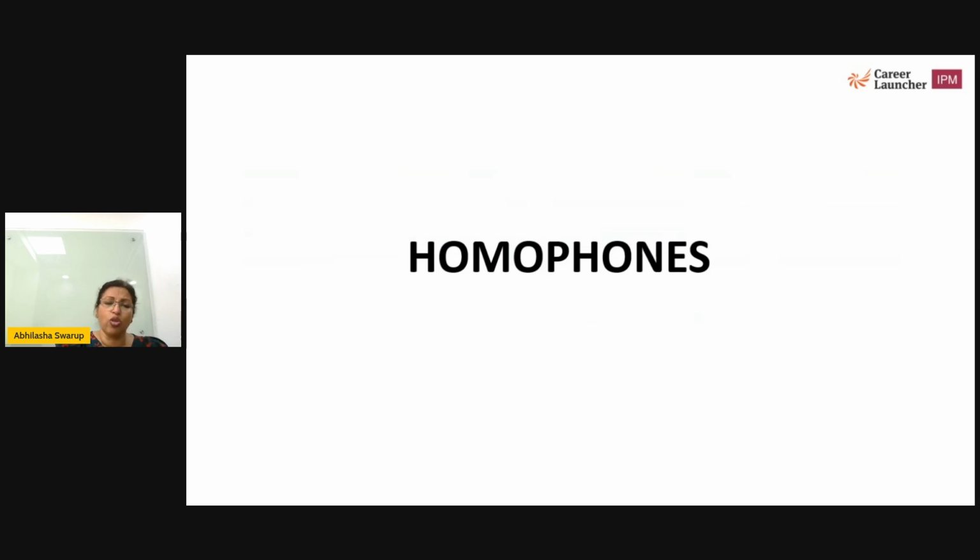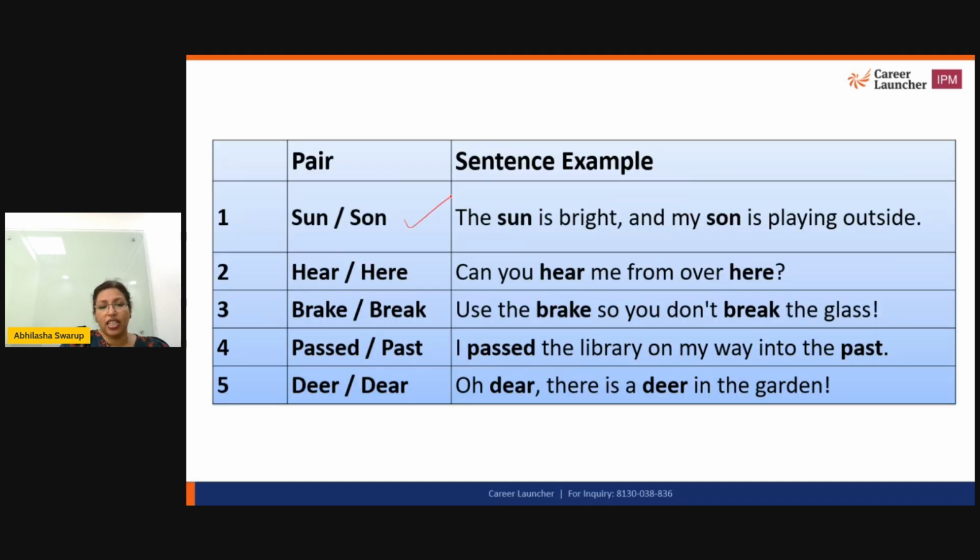So let's take a look at a few homophones. Sun and son. The sun is bright, but my son is playing outside. Of course, the first sun you know is the sun that shines brightly in the sky. The other son is your child or your progeny. Your male child is called son. Here and hear. The first is to hear, related to your audio senses. The second, here, is a particular place, something that is nearby. Can you hear me from over here? So this here is nearby, this hear is the auditory signal.